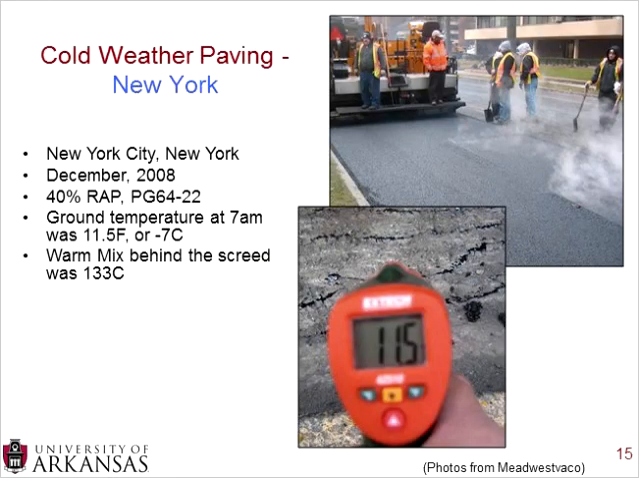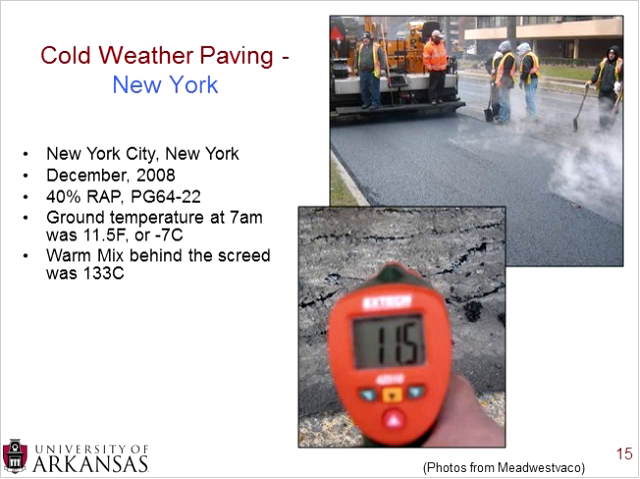The first example that we're going to go over is an example of cold weather paving. So kind of talking about being able to either increase your construction season, going earlier in the season or going later in the season, and also if a front comes through, you are able to perform at lower temperatures. So this project was done in New York City, New York in December of 2008. The project was 40% RAP, and it used a PG 64-22.